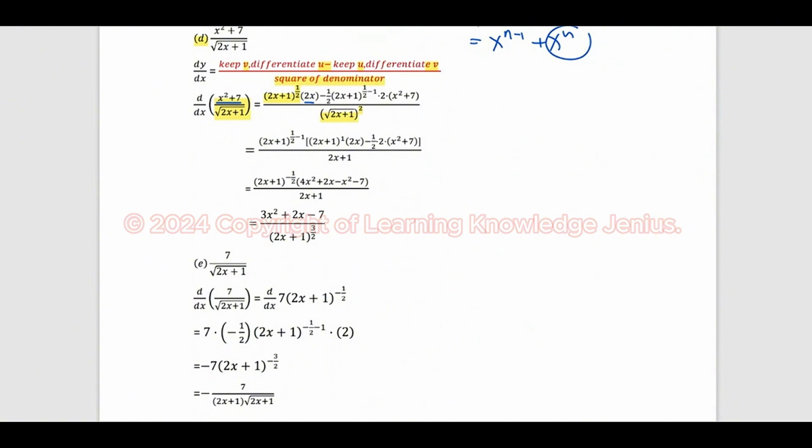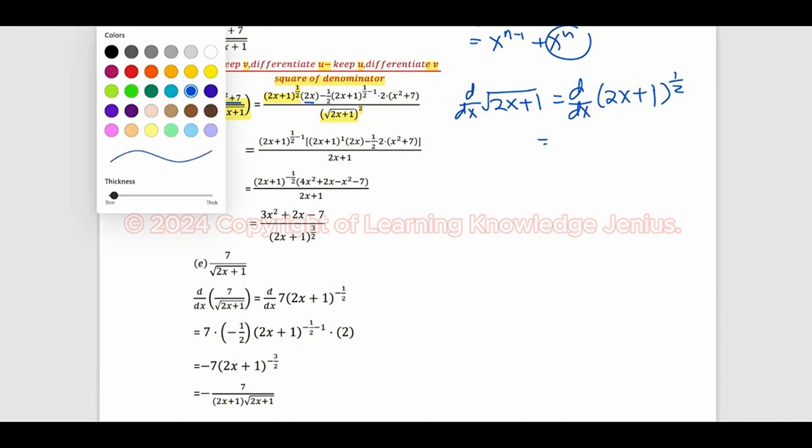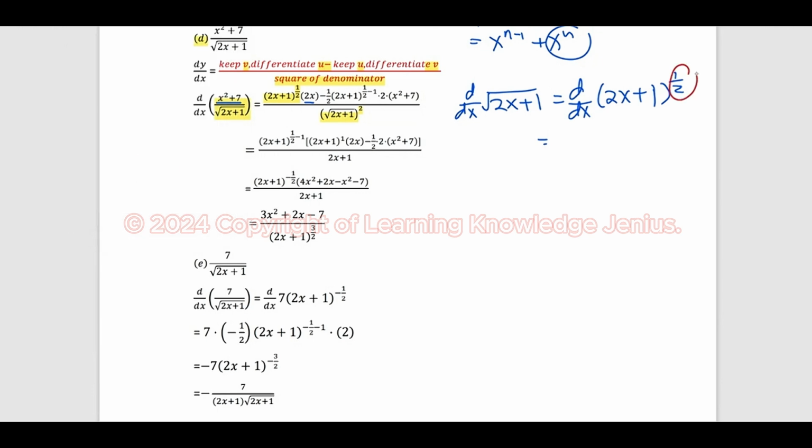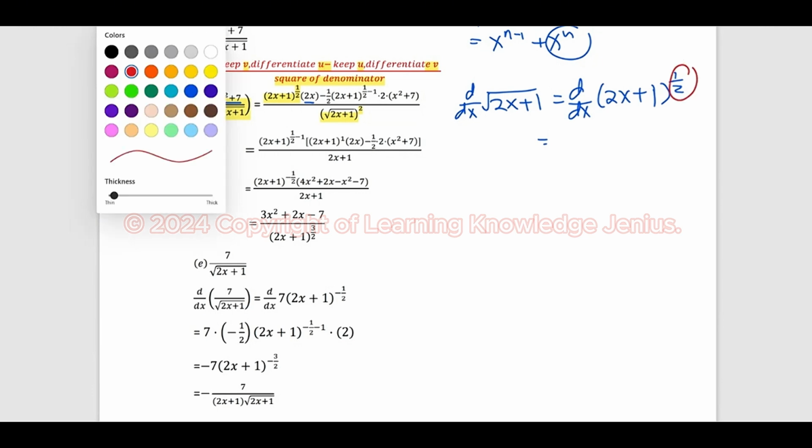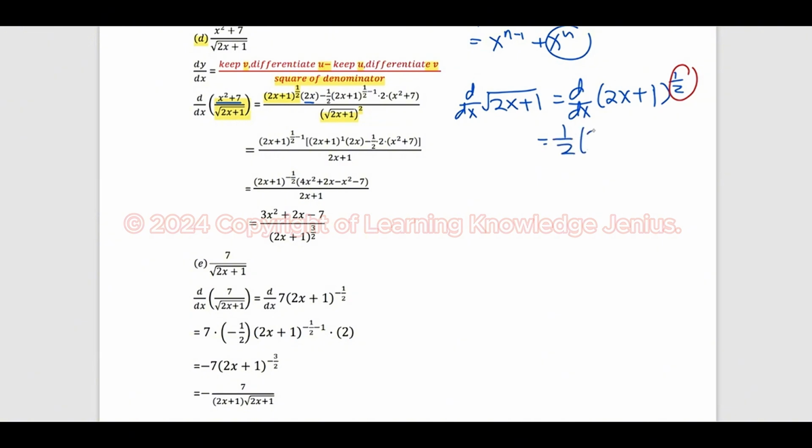Okay, so next, I'm going to differentiate the square root of the 2x plus 1. So pay attention to it. I will differentiate it separately also because it's a bit complicated at the moment for you. So for the differentiation of this, you must convert it to the index form first. Similar chain rule. Step 1, we're going to differentiate from outermost to the innermost. So we're going to differentiate the power. You bring down the power half here, and you minus the power by 1.